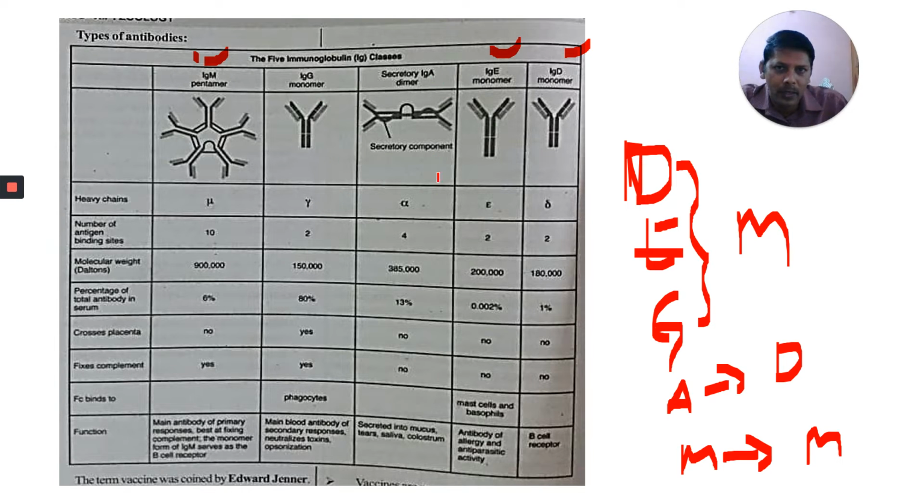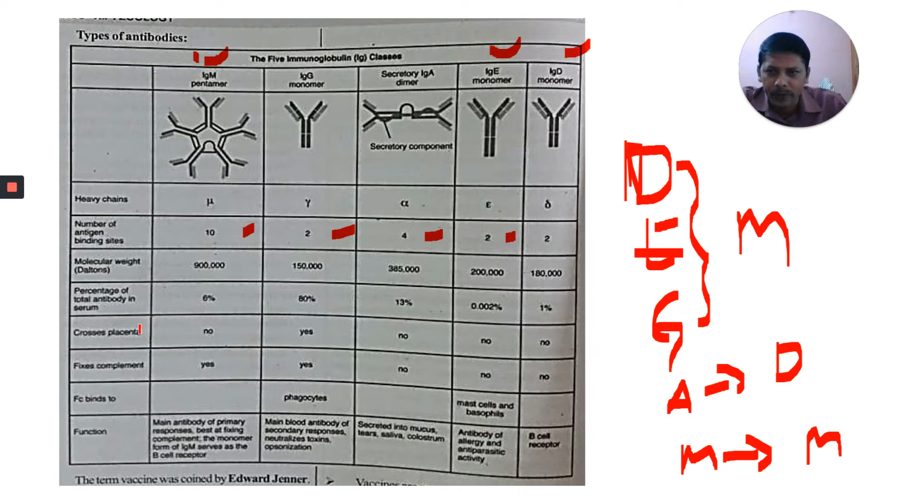M means mu, A is alpha, G means gamma, E means epsilon, and D means delta. This is the delta symbol, this is the epsilon symbol, alpha symbol, gamma symbol, and mu. The number of antigen binding sites is 10, 4, 2. Molecular weight is also given. The highest molecular weight is mu, because it has five antibodies together that form a pentamer.